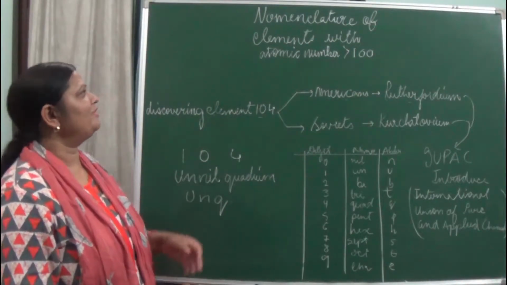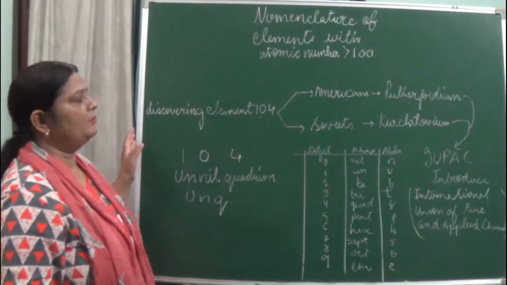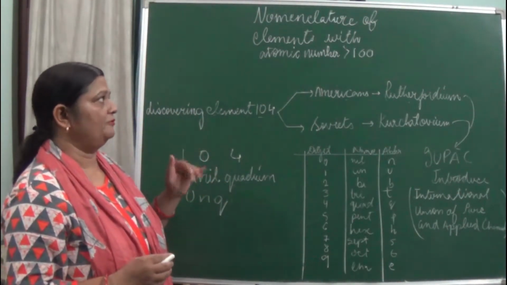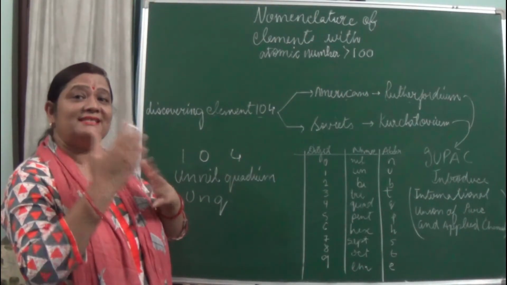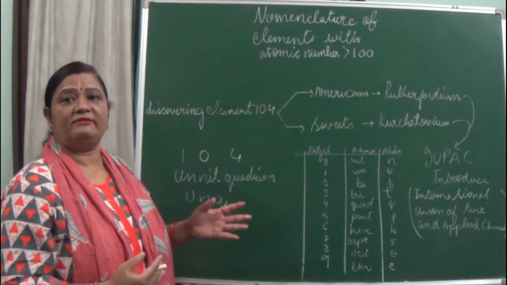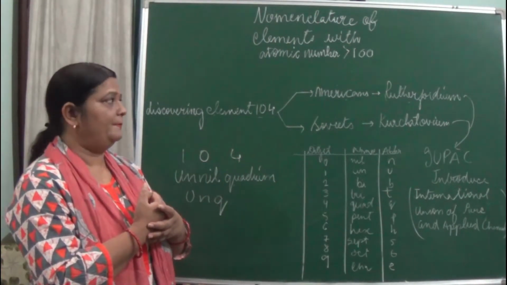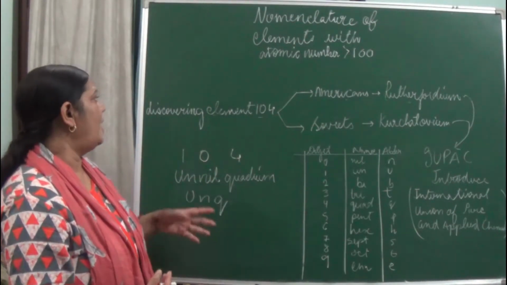Hello students, today we are going to study nomenclature of elements with atomic number more than 100. Till 100 there was no problem of naming. But when the atomic number exceeded 100, there were problems because elements were discovered in more than one place. And as a result, what happened?